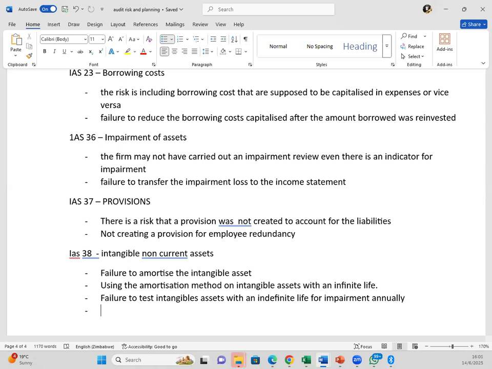Then you dig deep and say, okay, if this is a license and it has an indefinite life, there could be a problem with failure to account for this intangible non-current asset. Since it's their first time, they might not have tested it for impairment, because you test for impairment annually. Even the question will not say that they did not do it. No, you are assuming that they might not have done.